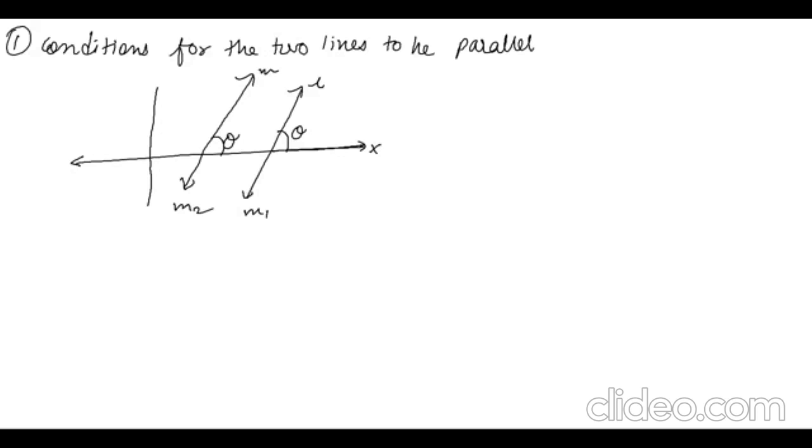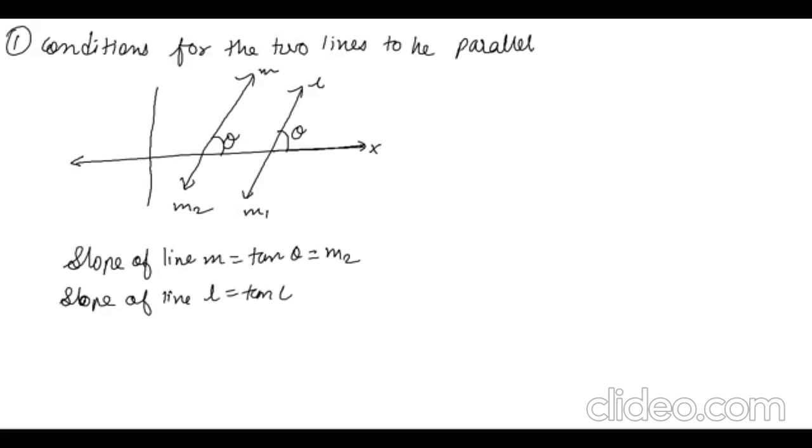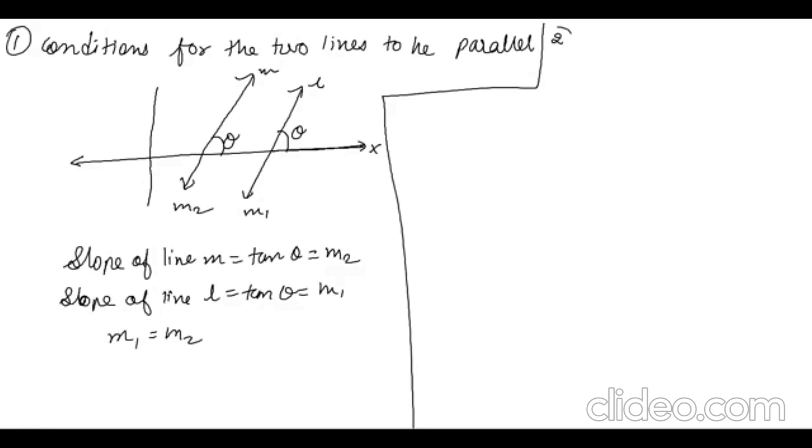So if I want to find the slope of line M, then it will be tan theta, which is m2. And if I am interested in finding the slope of line L, then it will also be tan theta, which is m1. So here you can see that the slope of line L is equal to the slope of line M. So this is the condition for the two lines to be parallel. So if two lines are parallel, then their slopes will be equal.